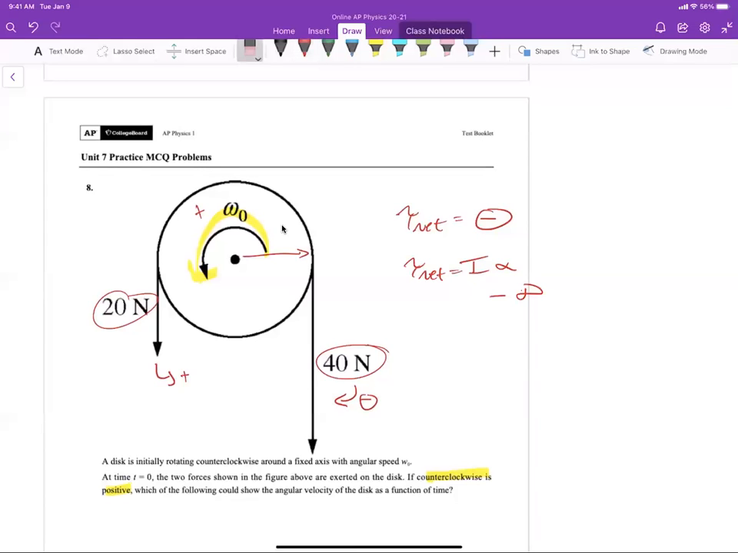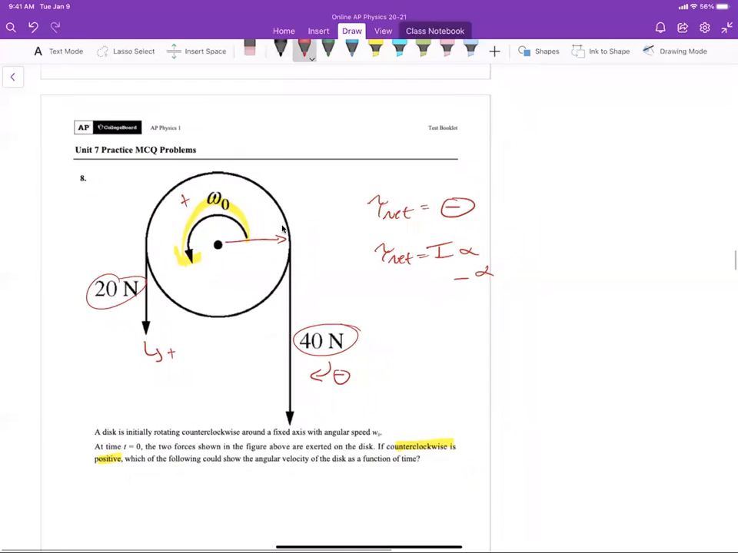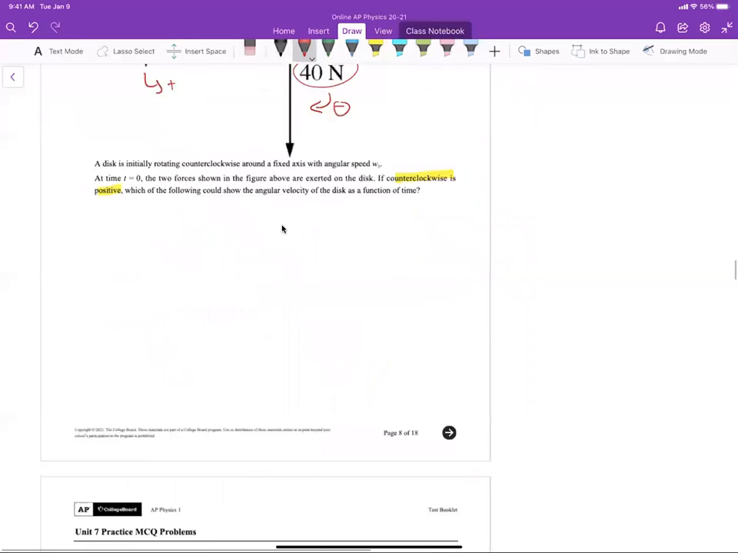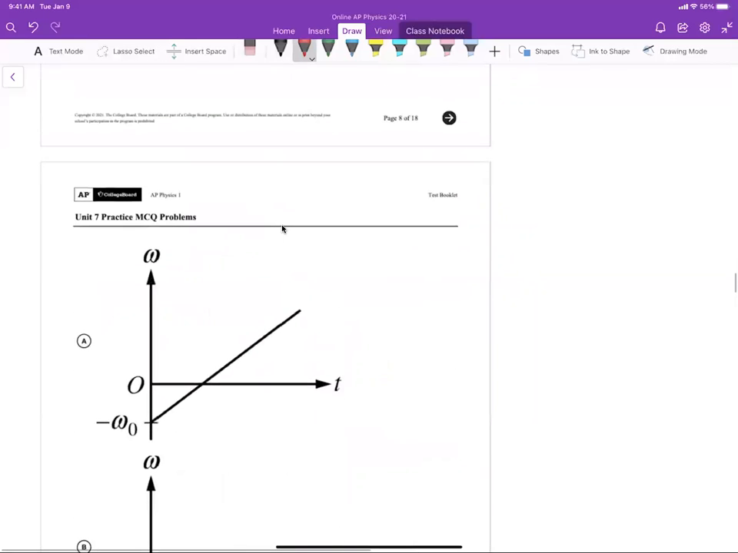the angular acceleration has to be negative. Okay, so I'm going to have an angular acceleration that's negative. I have an initial positive angular speed and a negative acceleration, so I'm slowing down. Which graph represents it?